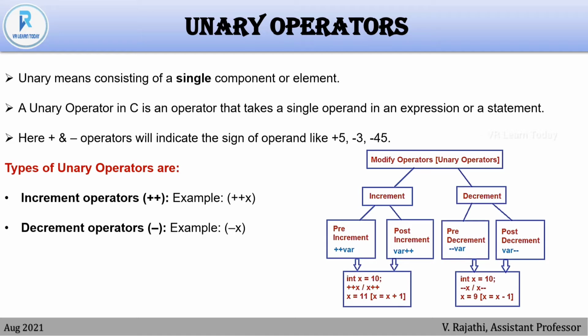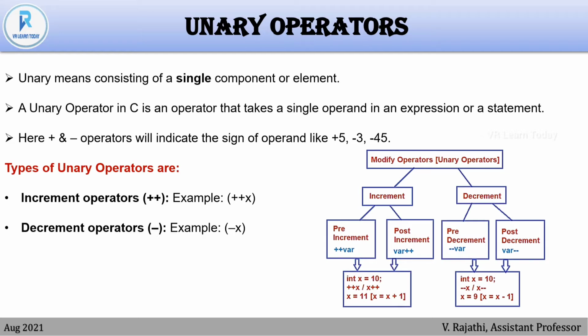For incrementation we use plus plus, and for decrementation we use minus minus. This is the example, plus plus x, minus minus x. We can divide unary operators into incrementation and decrementation, and further for incrementation we have pre-increment and post-increment. In the same way for decrement we have pre-decrement and post-decrement.